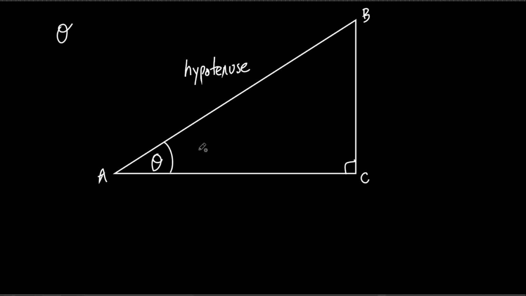So this is the hypotenuse. It's always going to be the hypotenuse. It can never change because it's always opposite the right angle. Everybody got it? Let's take a look at some other sides.